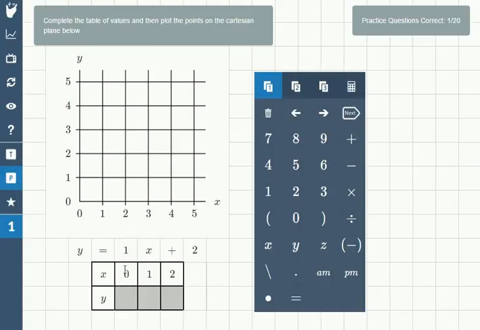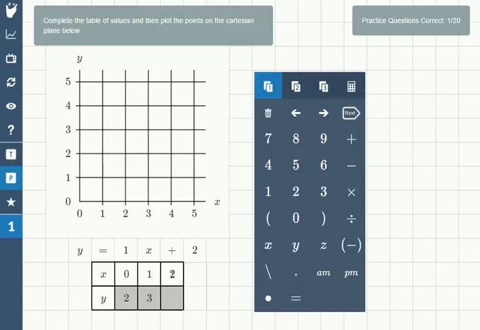So if our first x value is 0, we multiply it by 1. 1 times 0 is 0, and then add 2 to that result. 0 plus 2 is 2, so we can put a 2 in the first answer box. Now we can do the same thing for our second x value, which is 1. 1 times 1 is 1, and if we add 2 to that, that gives us 3.